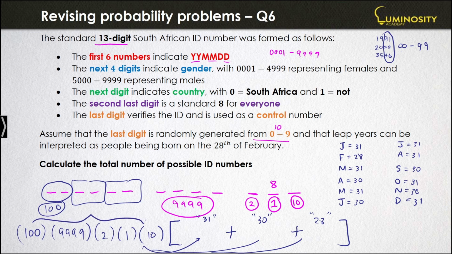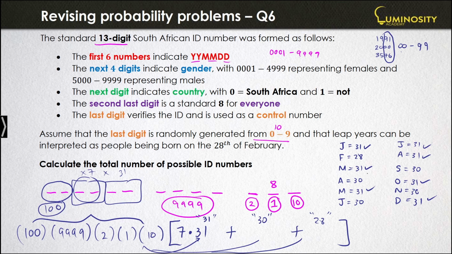Okay, so for 31 days, how many are there? There's 1, 2, 3, 4, 5, 6, 7. So 7 months have 31 days. Okay, because for the month here, there will be 7 different months with 31 days. So by the fundamental counting principle, you'd multiply.